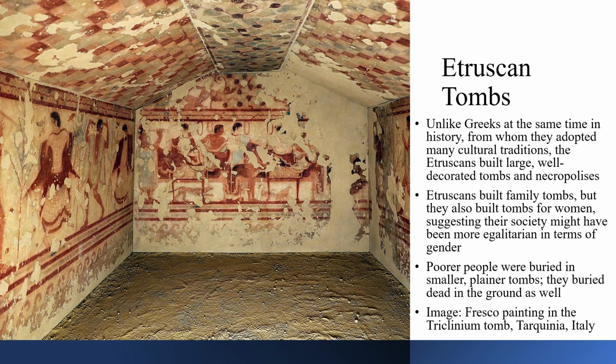A little bit more discussion about Etruscan tombs. Unlike the Greeks, their neighbors across the Adriatic Sea, the Etruscans liked to build very nice, very extensive tombs. Wealthier people would have painted the interiors of their tombs with varieties of paintings and frescoes, and they would have had very nice sarcophagi like the ones we looked at on the previous slides. So they're adopting some elements of Greek culture, but they're also making their own traditions.